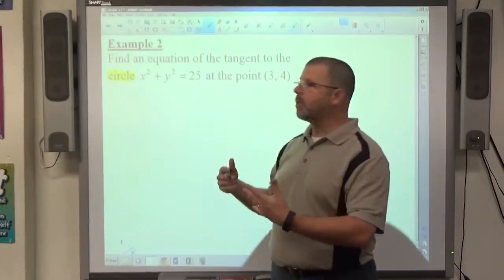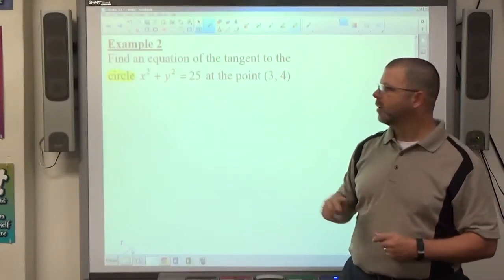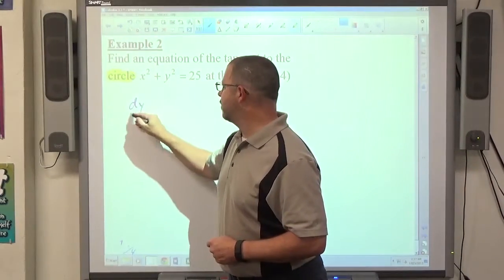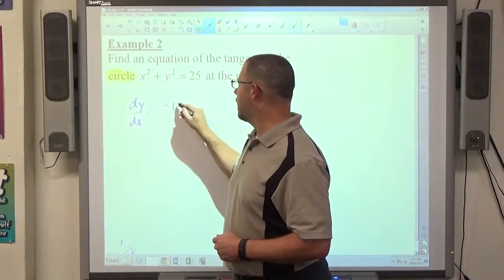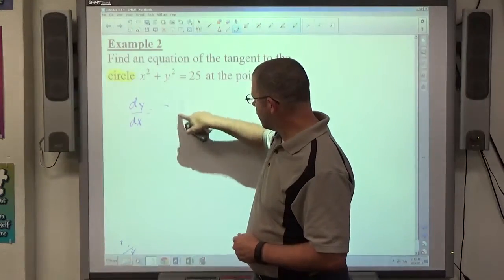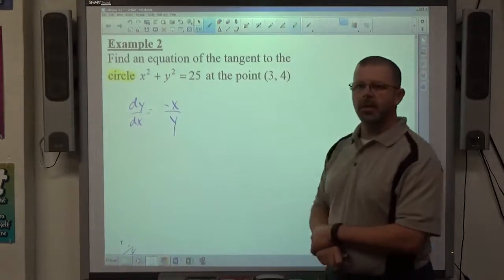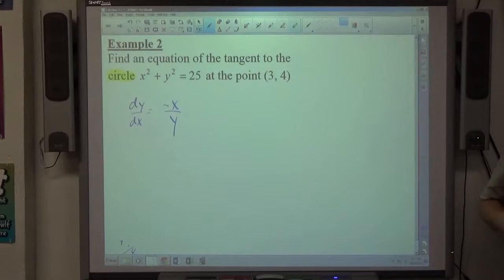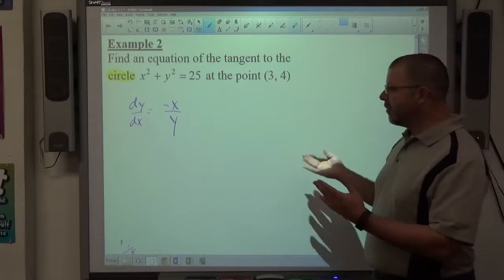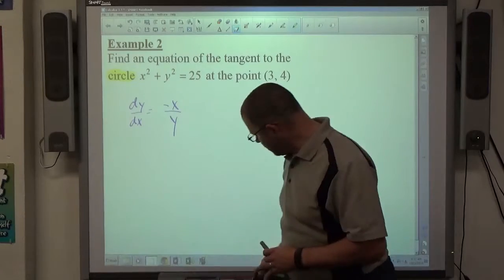So the first step of this problem, if I'm trying to find the equation of tangent lines, is to find the derivative of the function. And we've already established the derivative, dy over dx, is equal to negative x over y. In the event that you don't have the exact same problem you just did, of course, you differentiate implicitly to get the derivative.